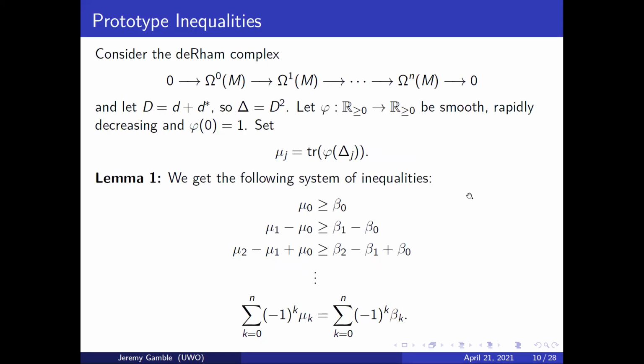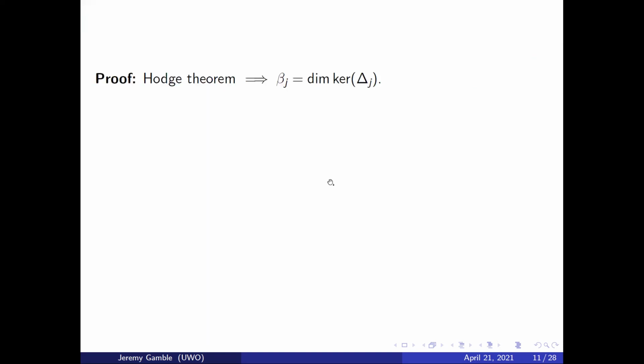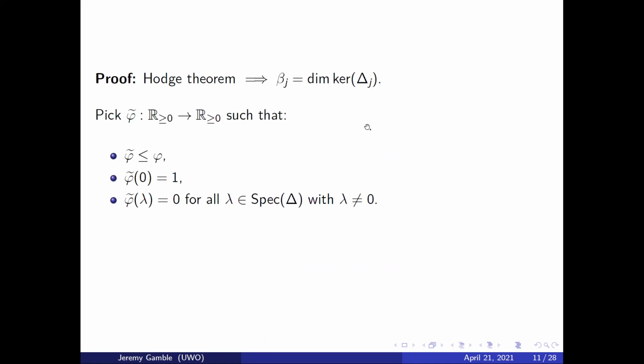So how do we prove this lemma? As with all of the things I'm going to talk about the proof of, I'm just going to sketch it. From the Hodge theorem, we know that the jth Betti number is just the dimension of the kernel of the Laplacian, the dimension of the harmonic j-forms. Now what we do is we pick a second function phi tilde that satisfies these three properties. It's very similar to our first phi, it's just less than the previous phi. It satisfies the same property of being 1 at 0.